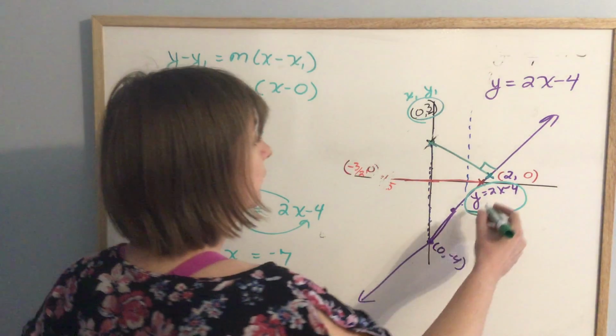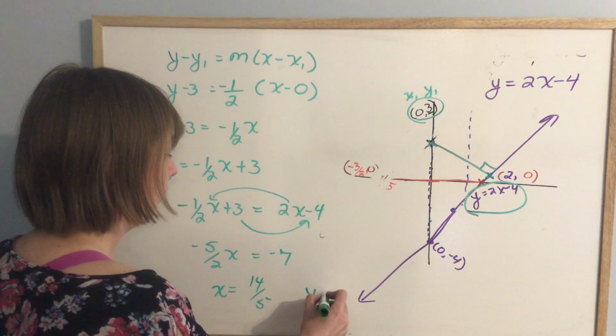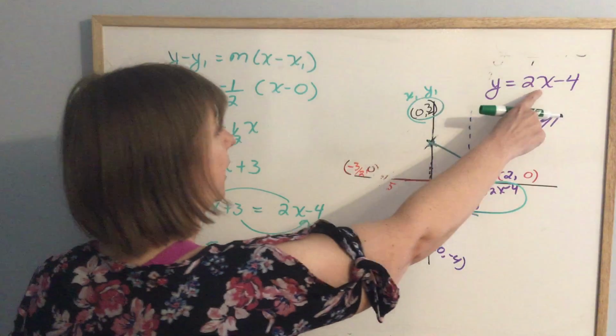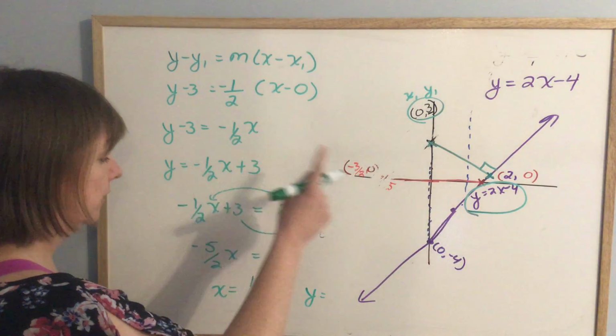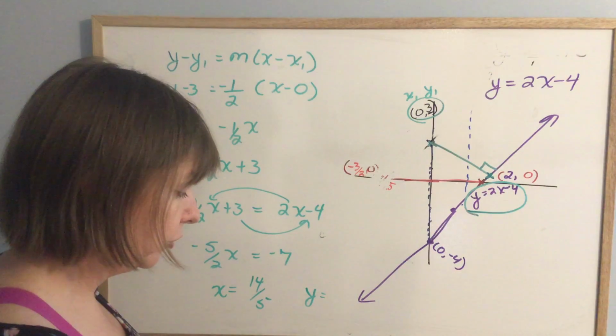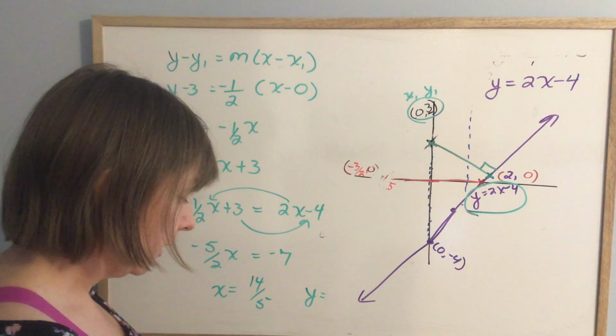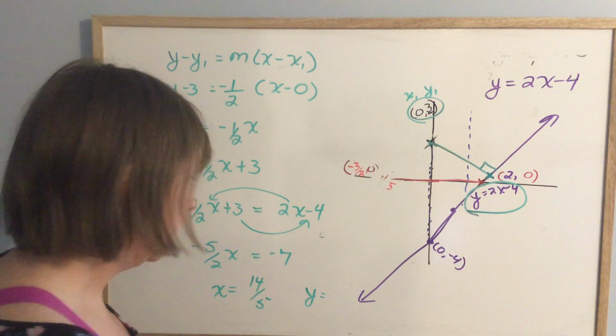Ew. So my x ends up being 14 over 5, so my y, I can put it back into here or back into here, doesn't matter. If I put 14 over 5 times 2 minus 4, I get 8 over 5.